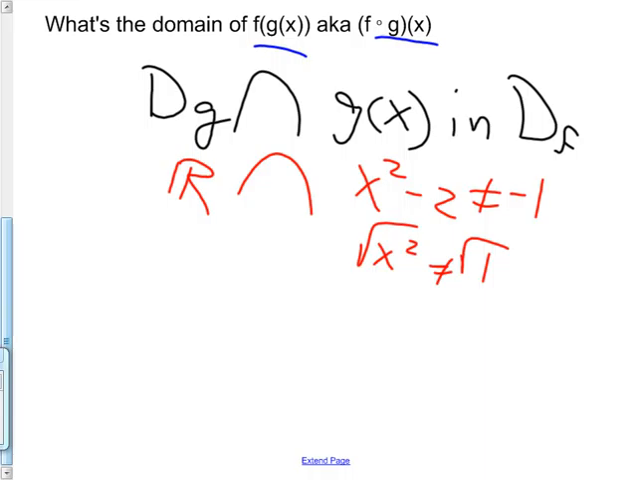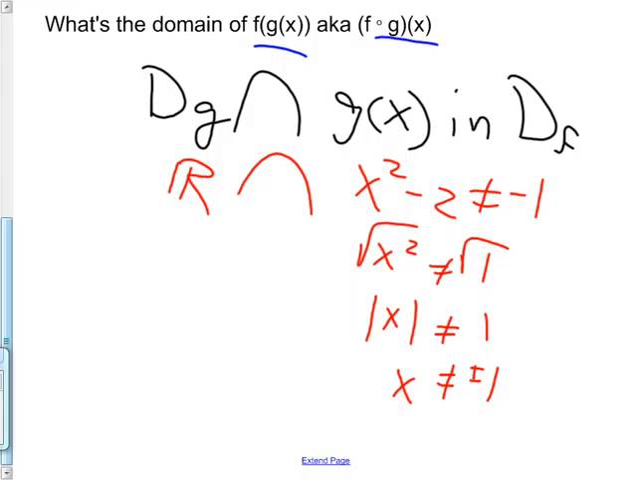What do you get? Yes, square root of 1 is 1, but what's the other part? Absolute value. Thank you for remembering that. And x is not equal to plus or minus 1 then. It's so easy to forget the plus or minus because you forget the absolute value.